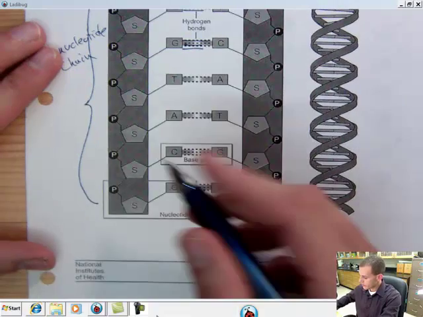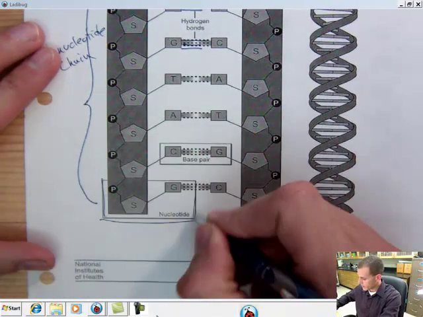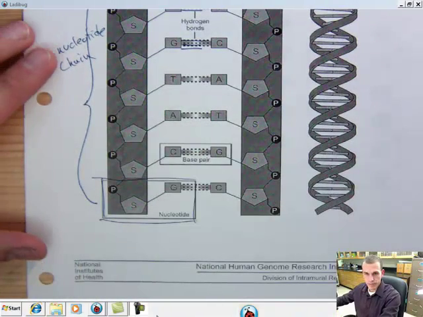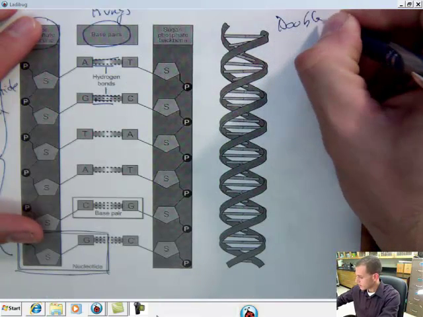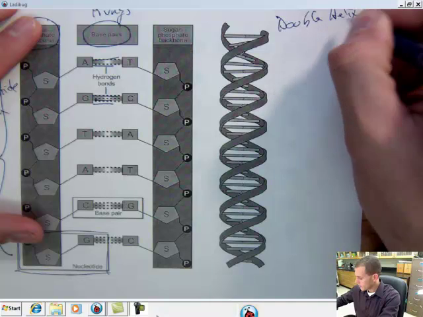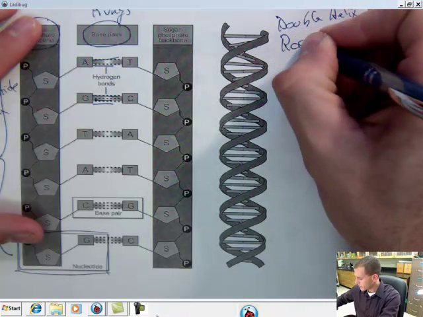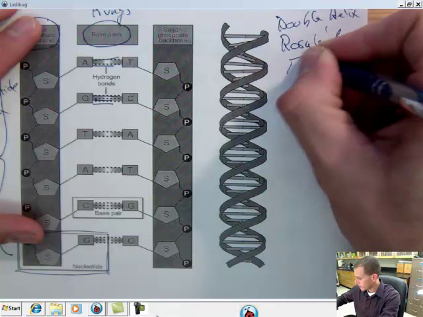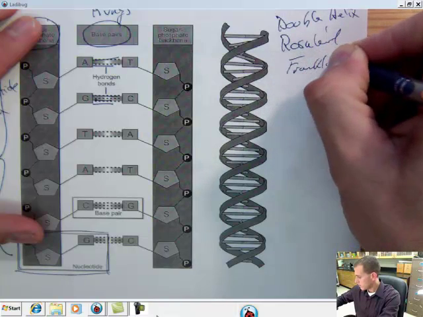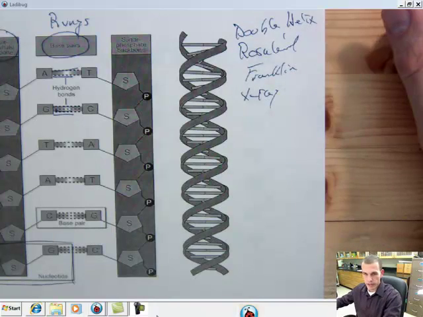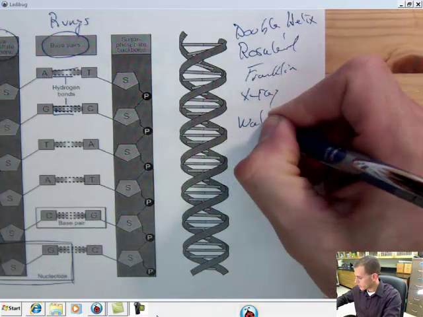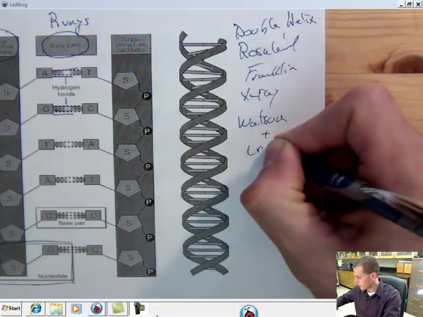In this little call-out box is your nucleotide structure. And this double helix, if you remember from our notes, Rosalind Franklin was the one who did the x-rays of this and helped Watson and Crick develop the idea of what the double helix actually looks like.